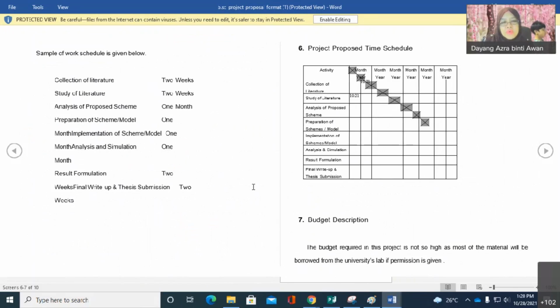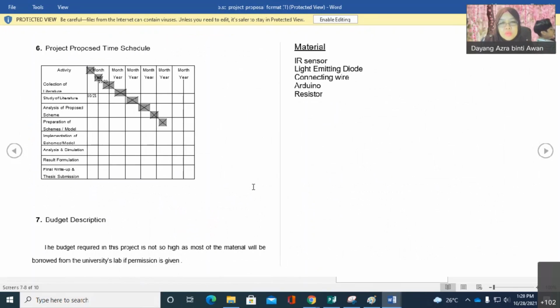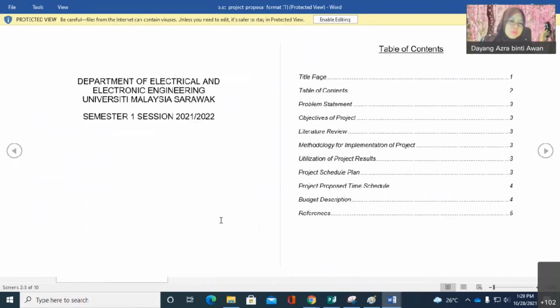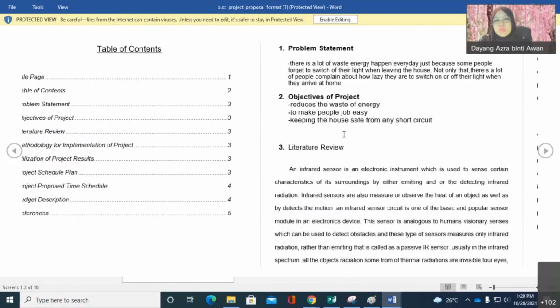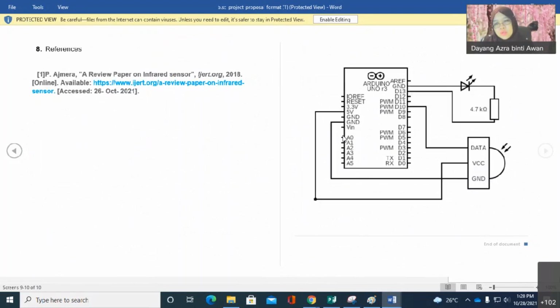So the details of your report letter, I will read when you submit your final report later. So you are using IR sensor, light emitting diode and so on. The title, what is your title? Automatic switch. Where is your circuit? How do you know?